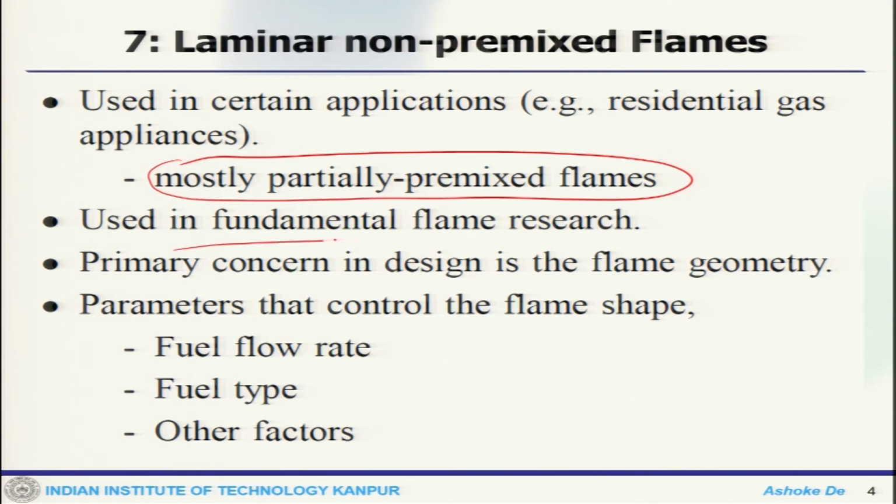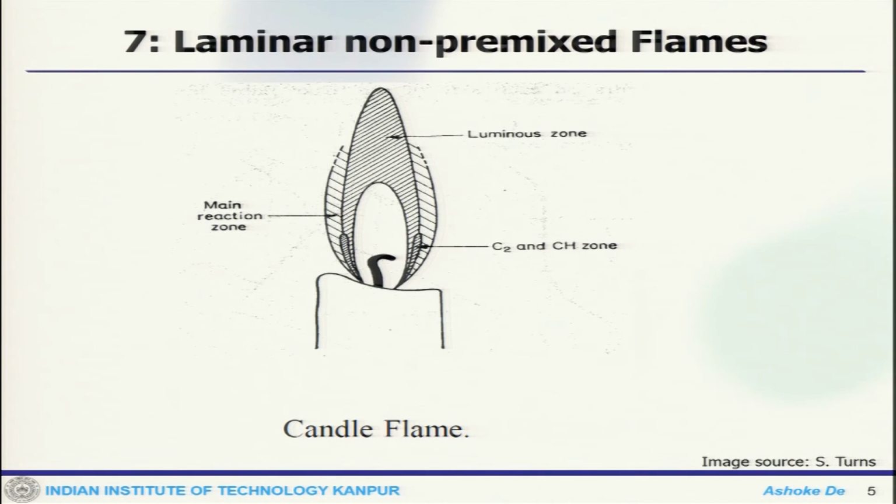So, it can be used in fundamental research. One of the concerns is how you can control the flame shape. You can control through fuel flow rate, you can control through fuel type, you can also control through other factors. If you look at this example of this simple candle flame, which we have seen earlier also, it is a very nice flame, which we use in our daily life without knowing that it actually burns under non premixed mode.